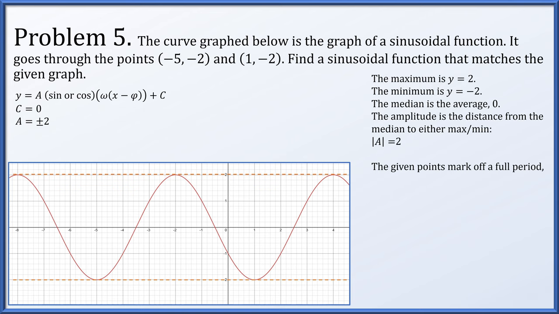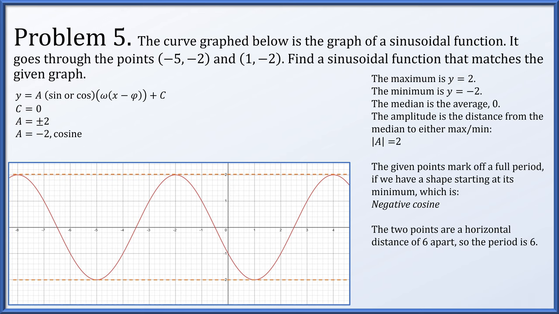Now the points we were given of negative 5, negative 2, and 1, negative 2 mark off one full period, but this would then be a shape starting at its minimum, which is a negative cosine shape. So we're going to let a be negative 2 and use a cosine function. The two points go from x equals negative 5 to x equals 1. That's a distance of 6 apart.